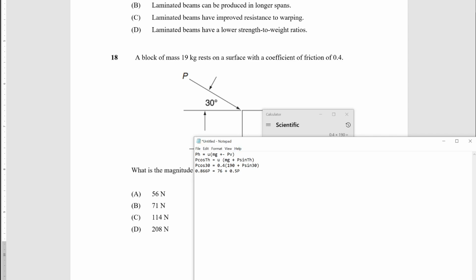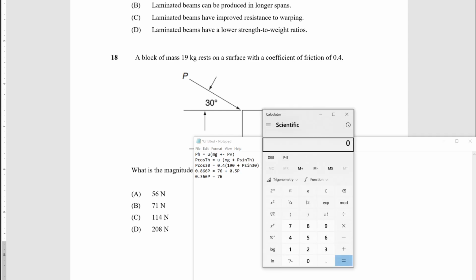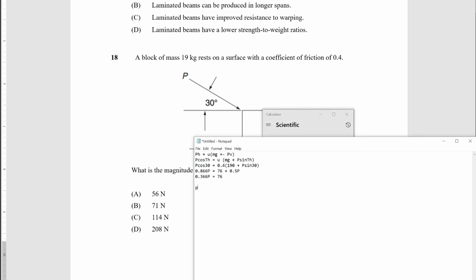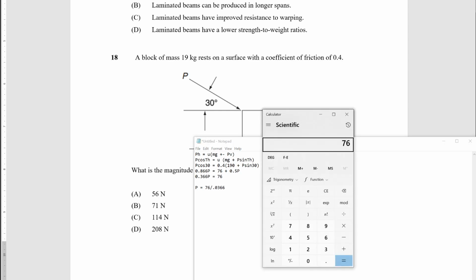And then it's really important, I know that everyone's done a lot of algebra and it should be really apparent, everyone should be fine with doing this, but really make sure that you get the sign right, because I'm writing out every line, but what we want to do is move this over to the other side, so it means we have to minus, and that is definitely something that has caused me problems in the past. 0.366P equals 76, and so that means that P is going to equal 76, dividing both sides by 0.366. And we get 207.6, which is D.